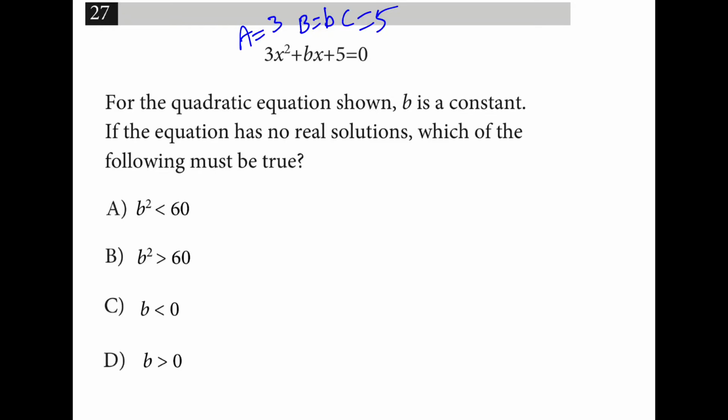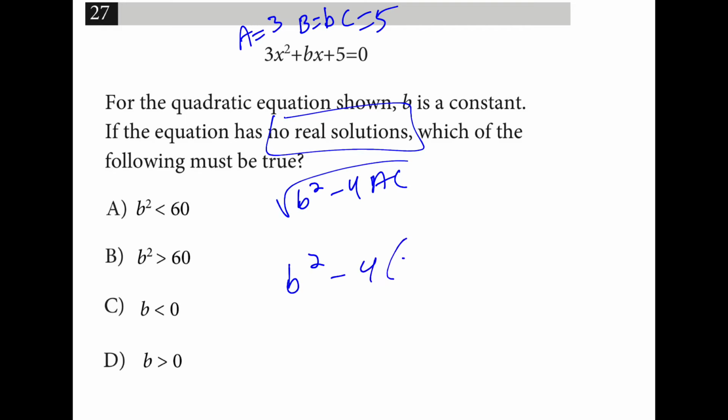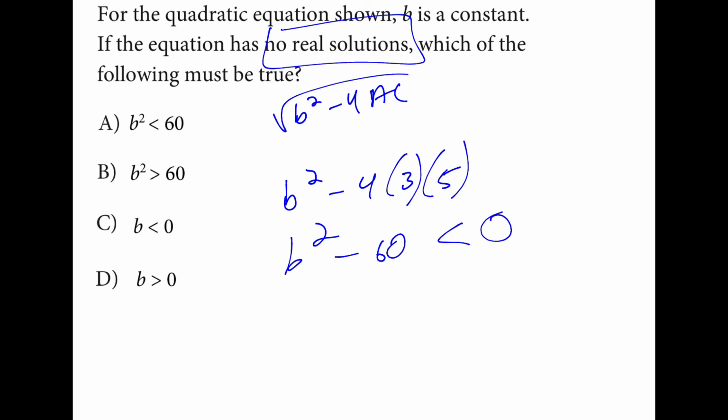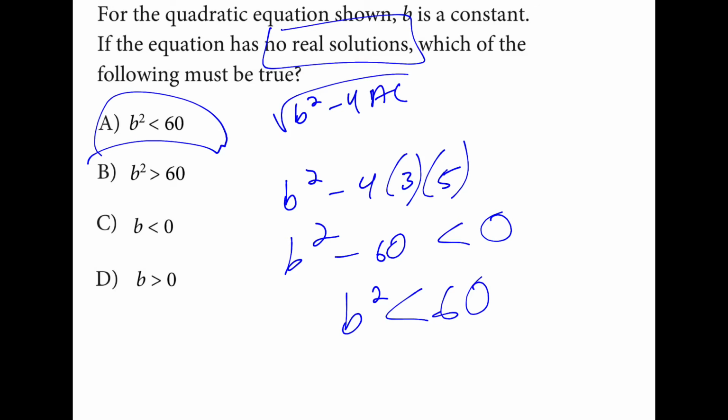Those are my a, b, and c values, and if I have no real solutions, then that means this part, b squared minus 4ac, is going to be negative. So b squared minus 4 times 3 times 5 is b squared minus 60, has to be less than 0. If I add 60 to both sides, I get that b squared is less than 60. A.